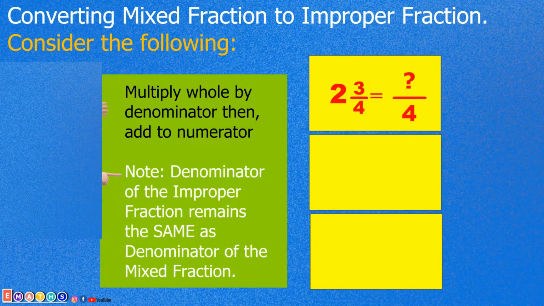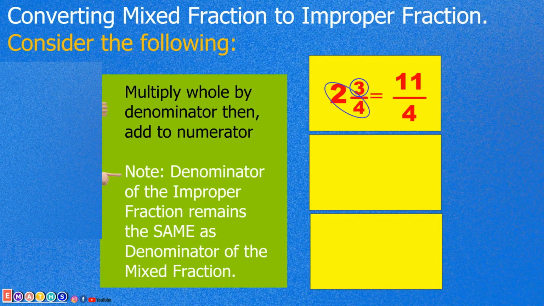To do so, we simply multiply the whole number by the denominator. We then add the answer to that to the numerator. Remember, the denominator of the improper fraction always remains the same as the denominator of the mixed fractions.